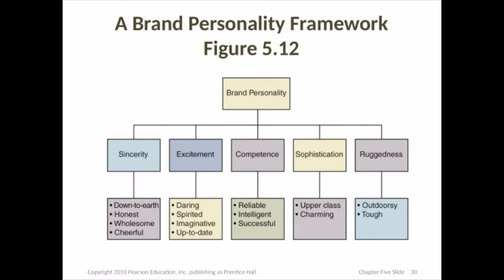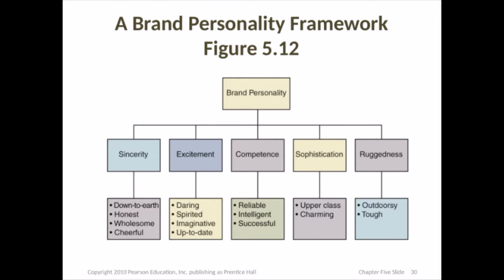اللي انتوا شايفينها دي: down to earth, honest, wholesome, cheerful, daring, spirited, imaginative, up to date, reliable, intelligent, successful, upper class, charming, outdoorsy, and tough. Okay, so these are personality dimensions and facets. In this framework, they're trying to put all brand personalities in one frame. ده بنسميه البراند personality framework.